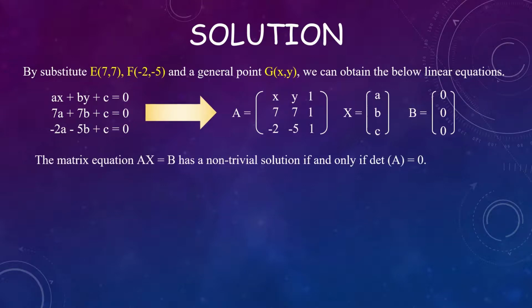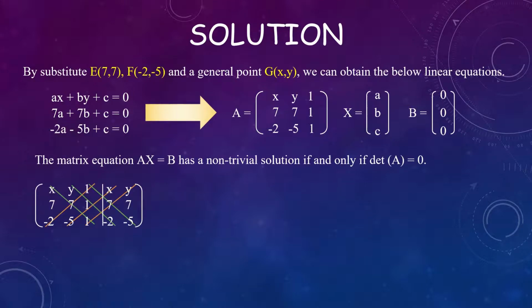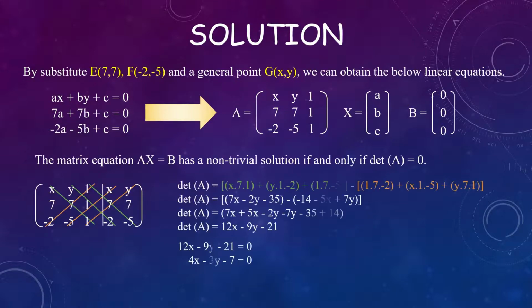The matrix equation AX equals B has a non-trivial solution if and only if determinant A equals 0. So in order to find determinant A, we use the diagonal method and set it equal to 0. From here, we just expand and simplify the equation and we will get 4x minus 3y minus 7 equals 0. Therefore, we can conclude that the equation is 4x minus 3y minus 7 equals 0.